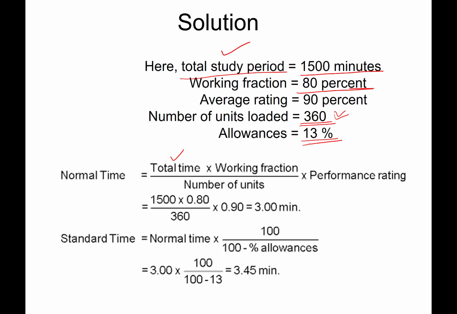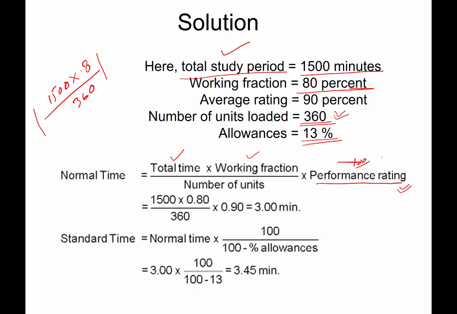This is the total time of study and the working fraction. So what is the actual working time? 1500 into 0.8, that is 80%. This is the actual working time, and the number of units being produced is, say, 360. So this is the actual one. Now based on the performance rating, we can multiply. For the performance rating, they were working slowly, that is why the normal time will be less. If they were working exactly at the pace at which they should work, then it would be 100%.